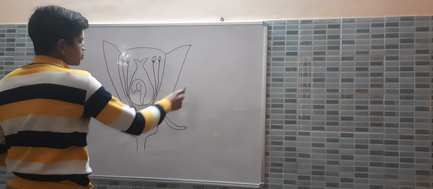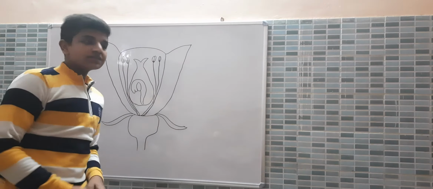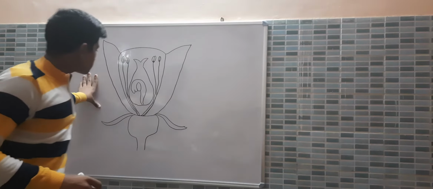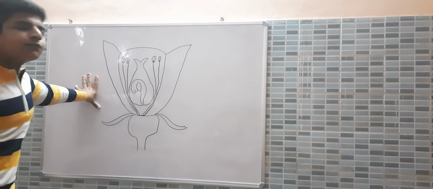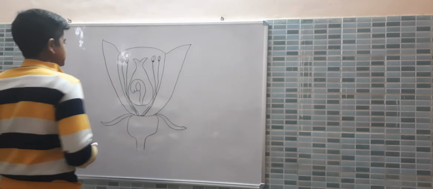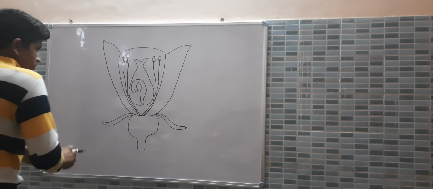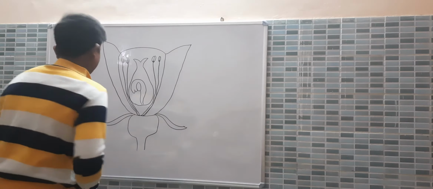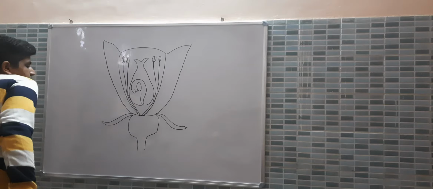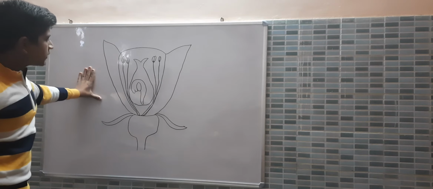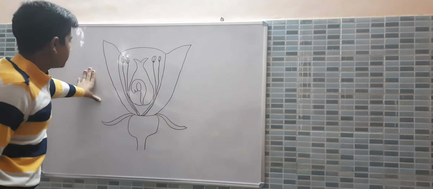So what I have drawn here is the structure of a flower. In this video, we are going to start how a plant reproduces, how pollination occurs, how fertilization takes place in plants. So it is very important to learn the structure, diagram and labeling of a flower. This is the easiest diagram of a flower that has been drawn by me here.